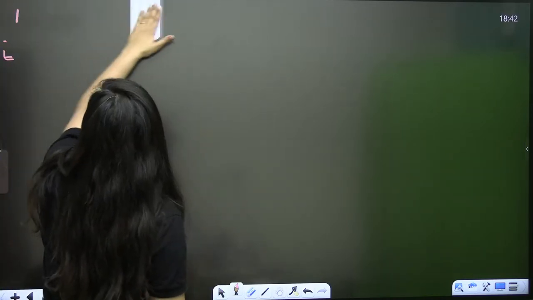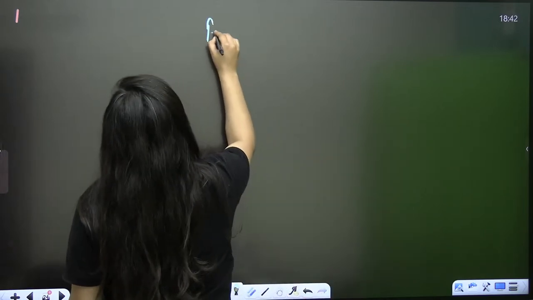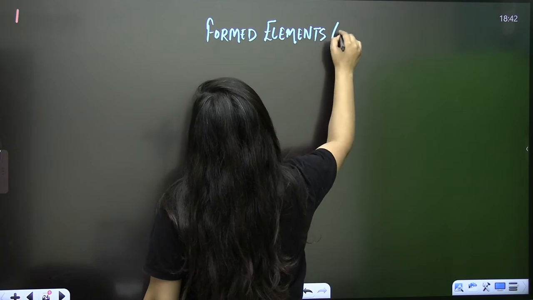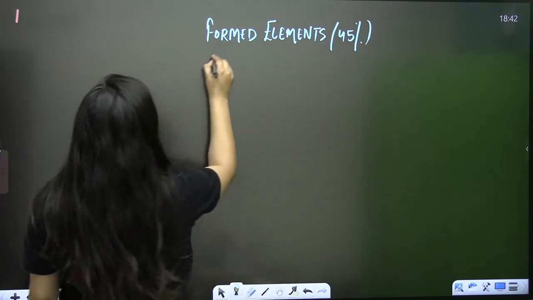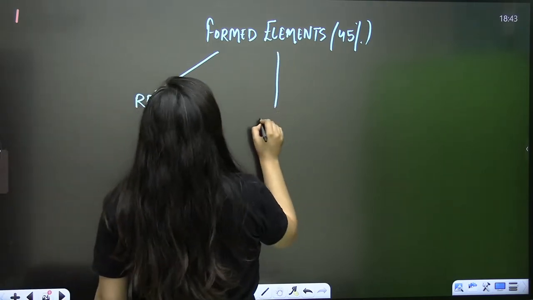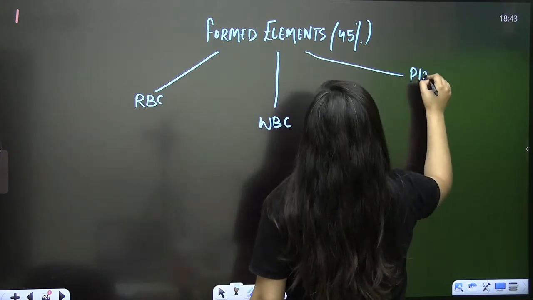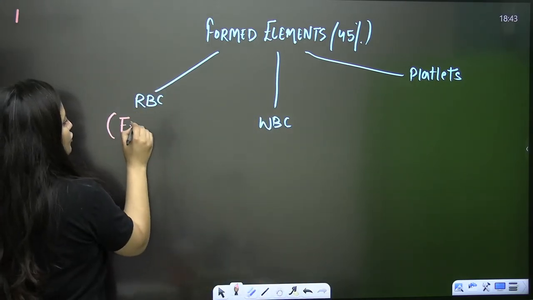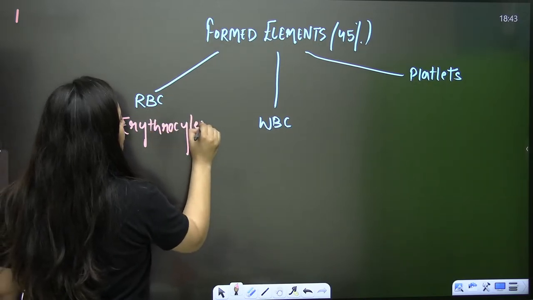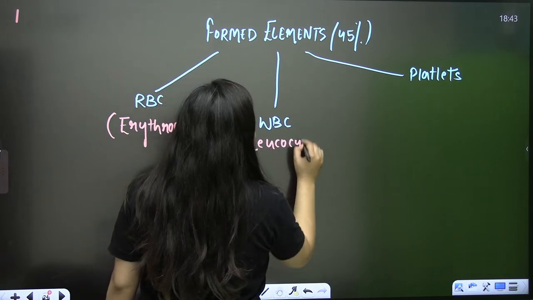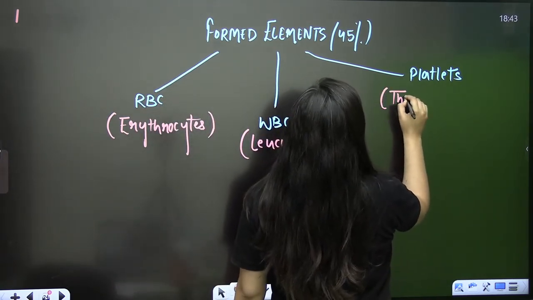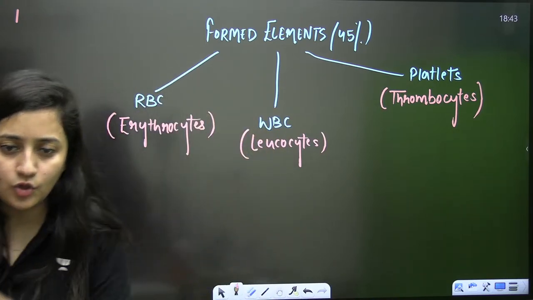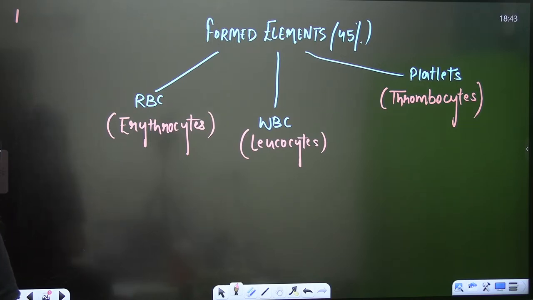Clear? Okay, so next is the formed elements, which are 45% of the blood. Here you have RBCs, red blood cells, erythrocytes; WBCs, white blood cells, leukocytes; and platelets, which are thrombocytes. Clear, bache?